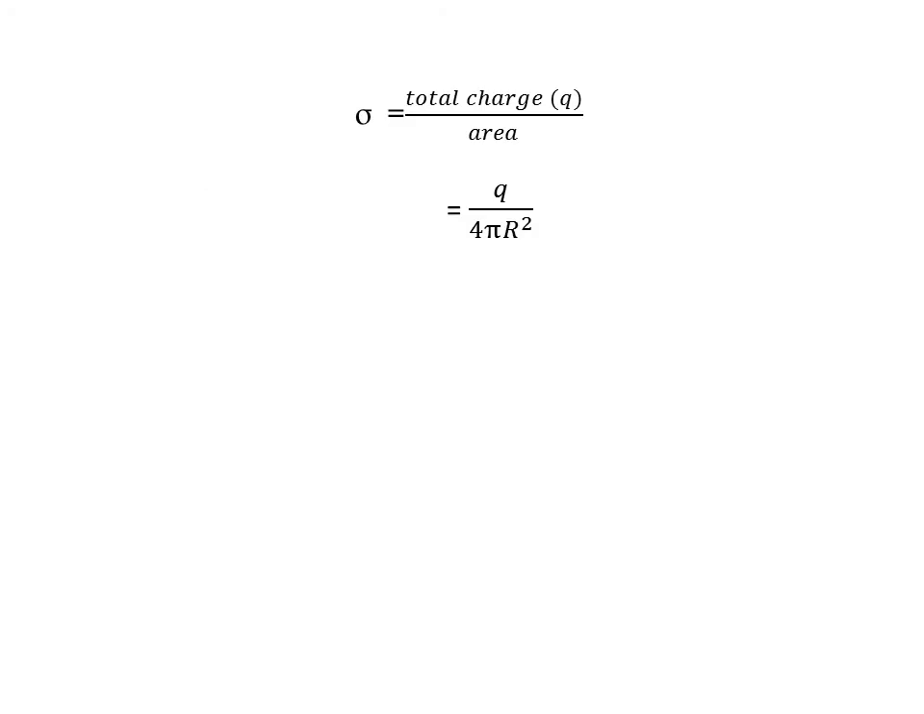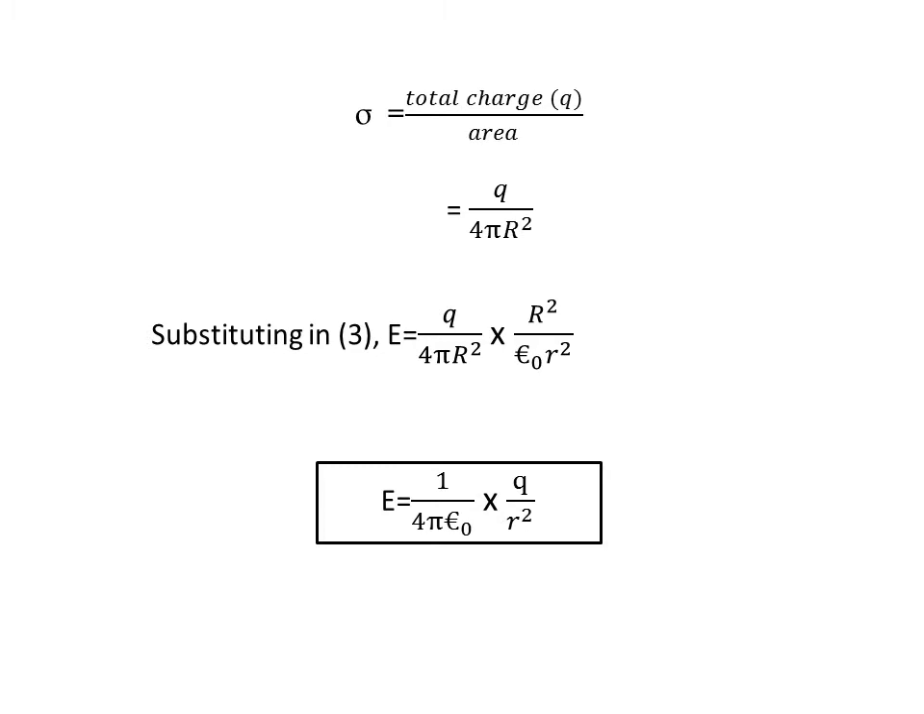Sigma equal to total charge by area. Let us take total charge to be Q. Surface area of the spherical shell is 4 pi into capital R square. Substituting in equation 3, E is equal to Q by 4 pi capital R square into capital R square by epsilon 0 into small r square. Cancel capital R square from the numerator and denominator. We get E equal to 1 by 4 pi epsilon 0 into Q by r square.